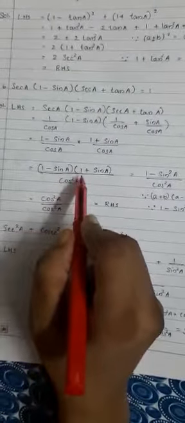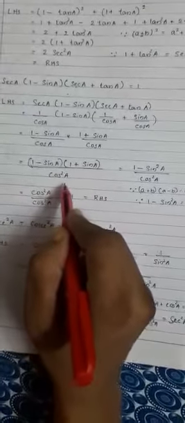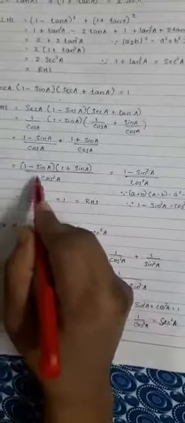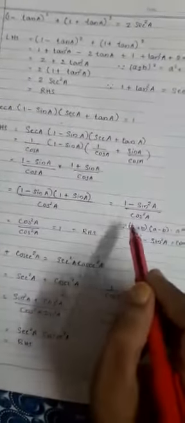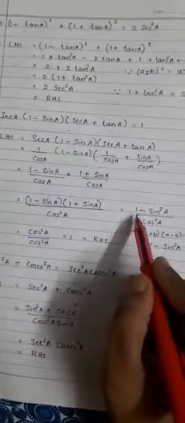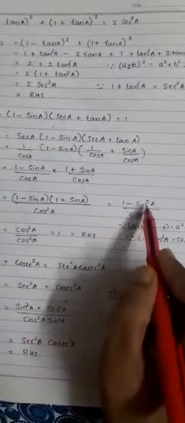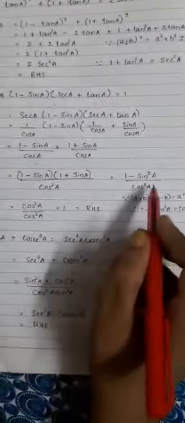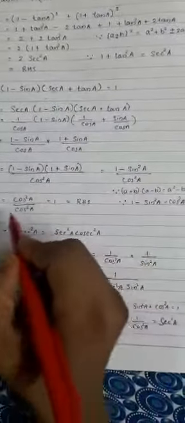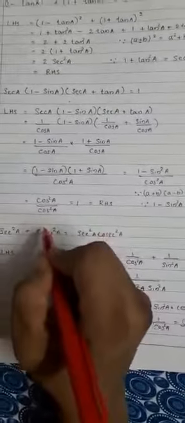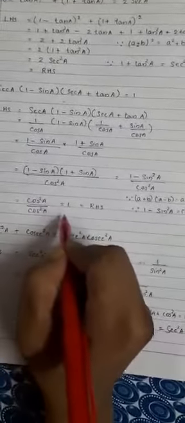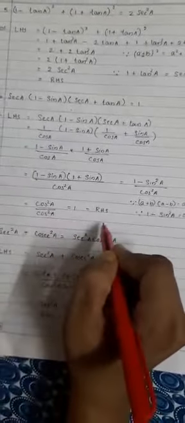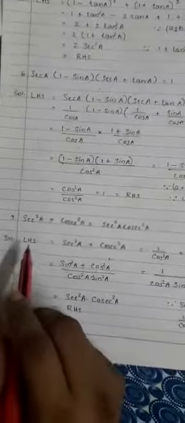That is equal to 1 minus sin A into 1 plus sin A divided by cos square A. You know, A plus B into A minus B is equal to A square minus B square. So this becomes 1 minus sin square A divided by cos square A. 1 minus sin square A is equal to cos square A. So this becomes cos square A divided by cos square A. That is equal to 1. That is RHS. Next question.